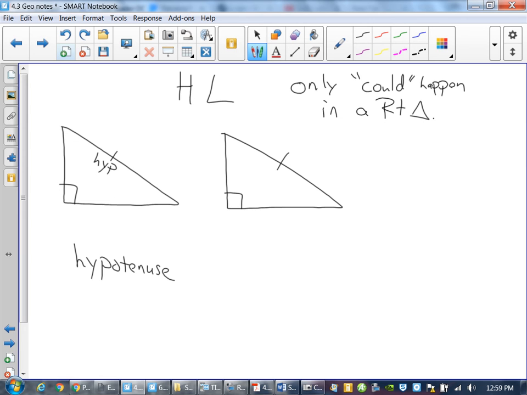So right off the bat, in a right triangle, if two right triangles have this, they always have the same angle, because we all know that 90-degree angles all measure the same. 90 degrees will always be congruent to 90 degrees. But if we wind up with a hypotenuse that's the same, then all you have to be able to show is that one of the other legs is the same.